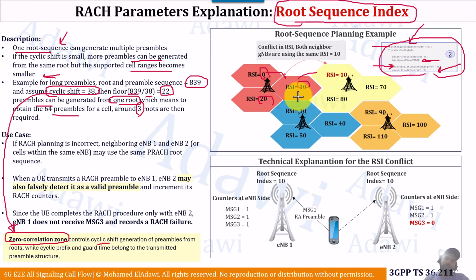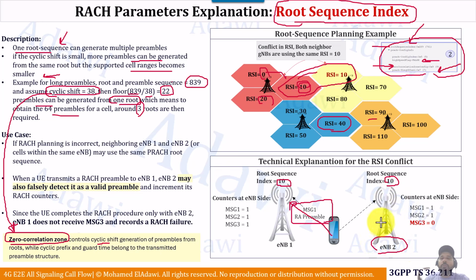Let me explain with a practical example. Here, for example, all of them are well designed. There is no problem, each one is using a different root sequence index with a space of 10. So, for example, these two cells here are using the same root sequence index, which is 10. So what will happen if this user is initiating one preamble, and both of them are using the same root sequence index? Even though this user is connected here to this particular cell, what will happen? The eNodeB number 2 may also falsely detect a valid preamble. This is what will happen if they use the same root sequence index.